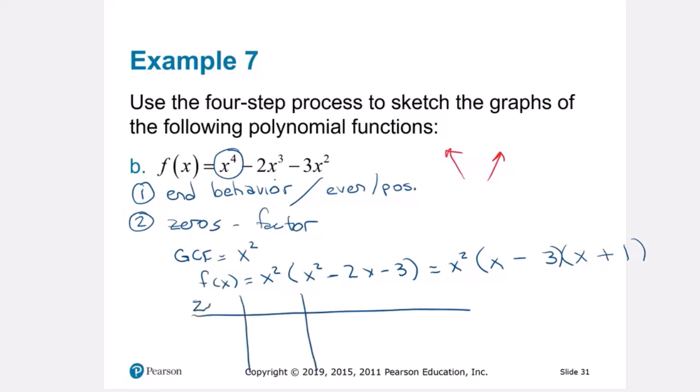I have my zeros, my multiplicity, and cross or touch. This has a 0 at 0. X minus 3 equals 0 means I have a 0 at positive 3. And x plus 1 equals 0 means I have a 0 at negative 1. Now let's do the multiplicities. For the 0 at 0, it has a multiplicity of 2. For the 0 at 3, it's got a multiplicity of 1, and this has got a multiplicity of 1, which means this just touches the x-axis and these both cross.